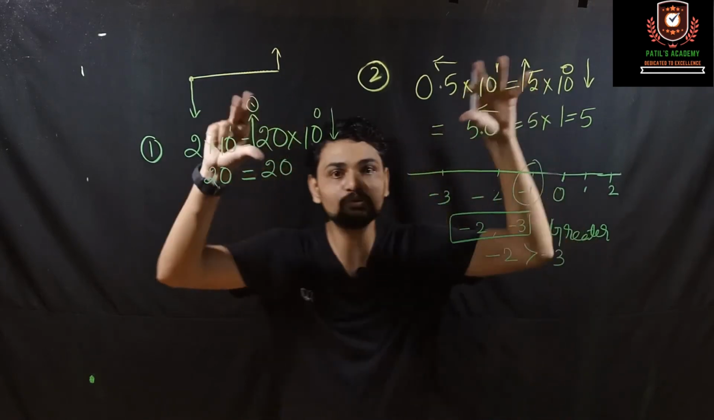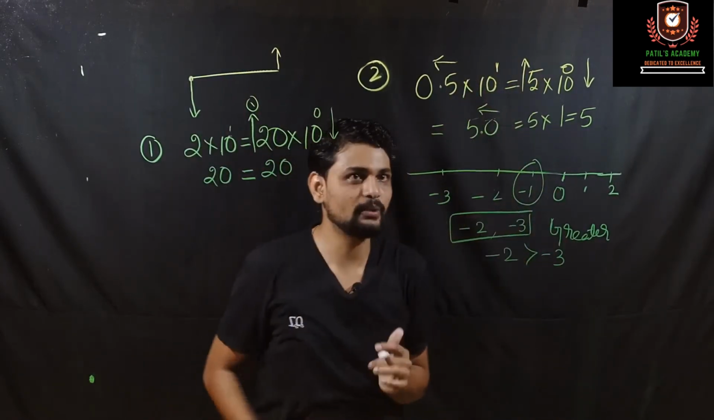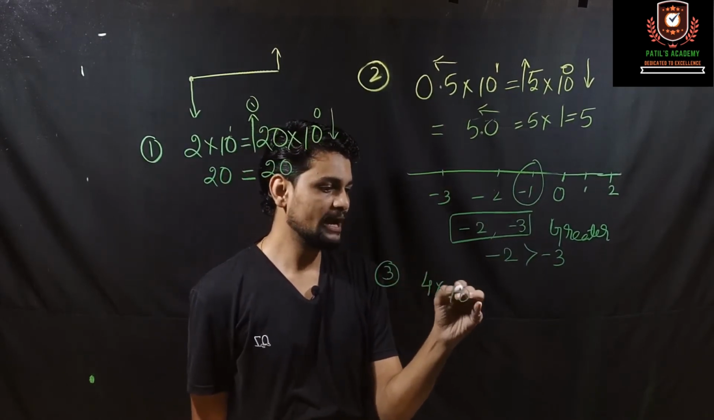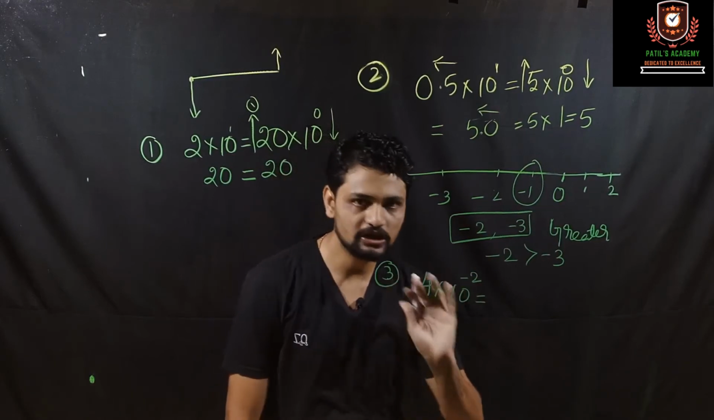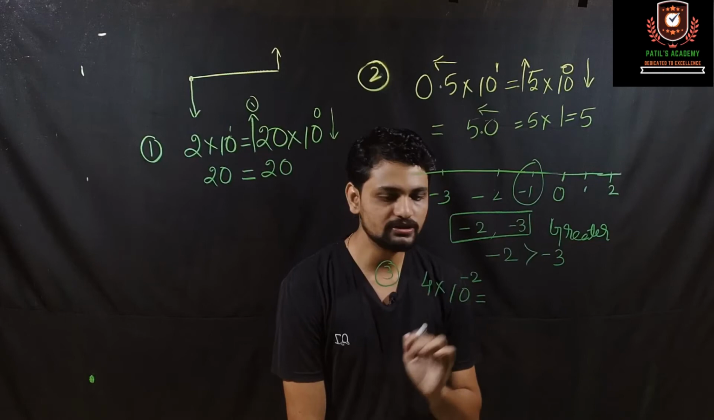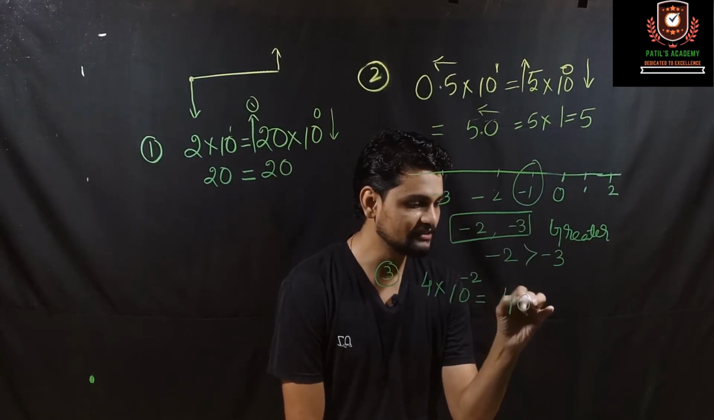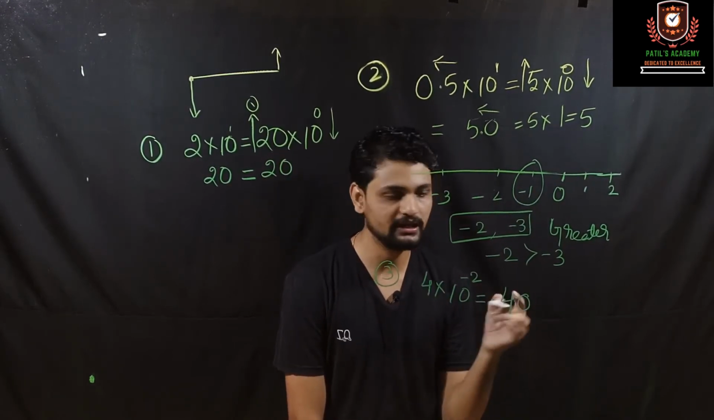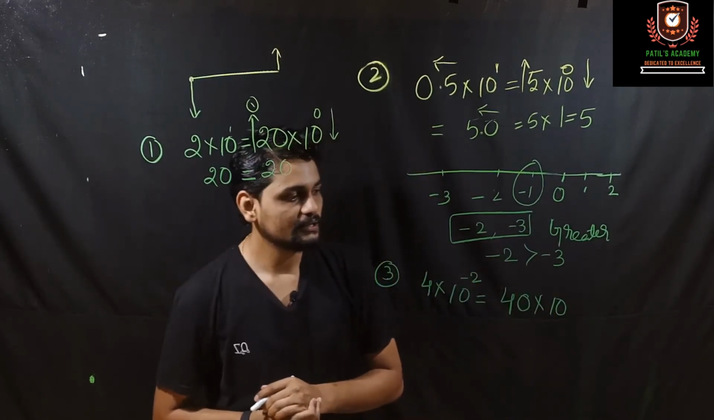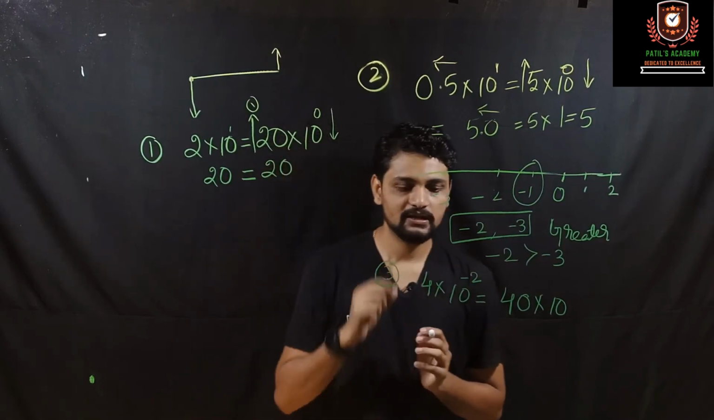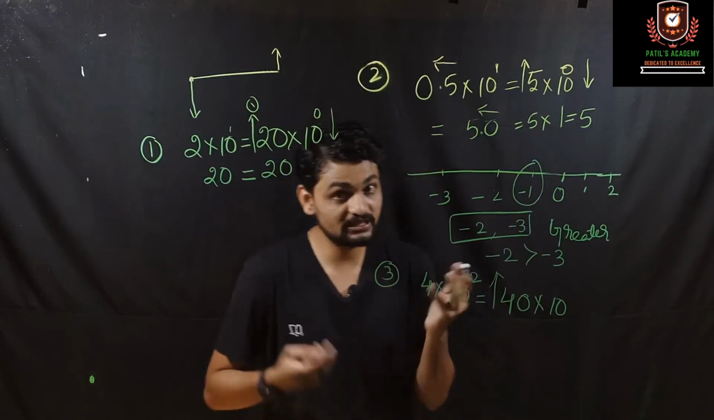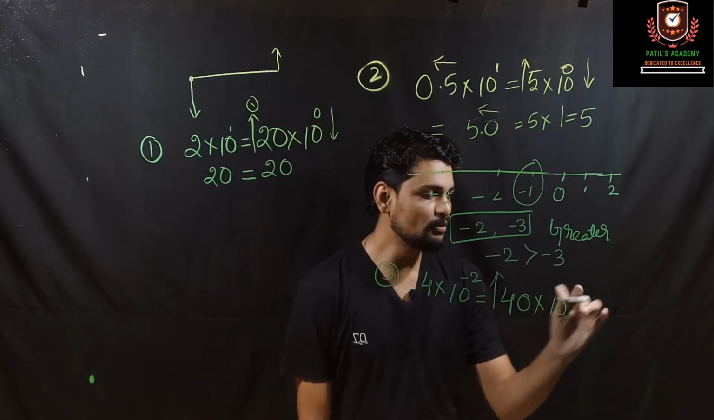Let us try to prove this rule by taking an example. Suppose I have the number 4 into 10 power -2. Now I want to make this 4 into 40. What will be the 10 power? Let us try to solve this. Now 4 to 40 means I am increasing, no doubt in that.